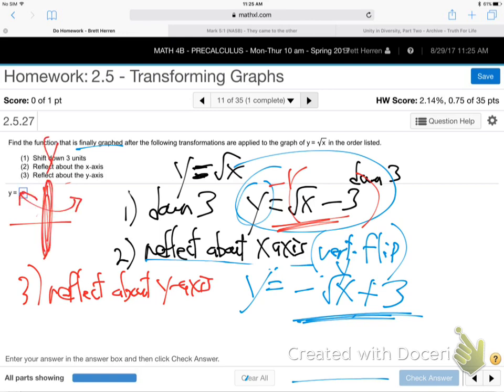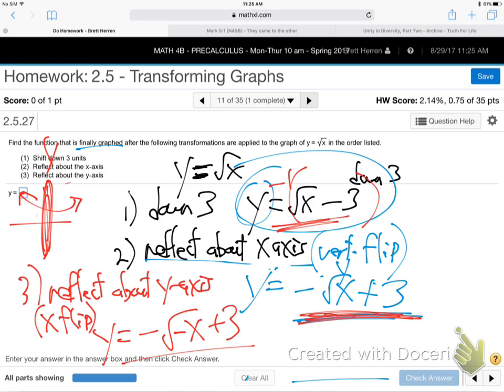When you flip about the y-axis, that's an x flip, okay? Now, what do I do with this equation to do an x flip? Replace x with negative x. So notice it becomes the negative still in the front, negative x in there. But you don't mess with the plus 3. Why not? Because you're replacing just x. This is just an x flip. Just x with negative x.